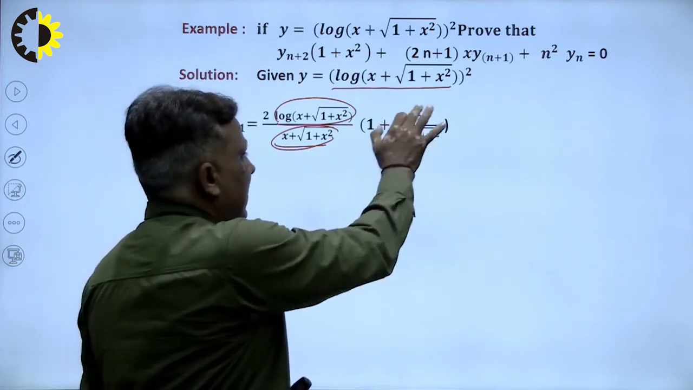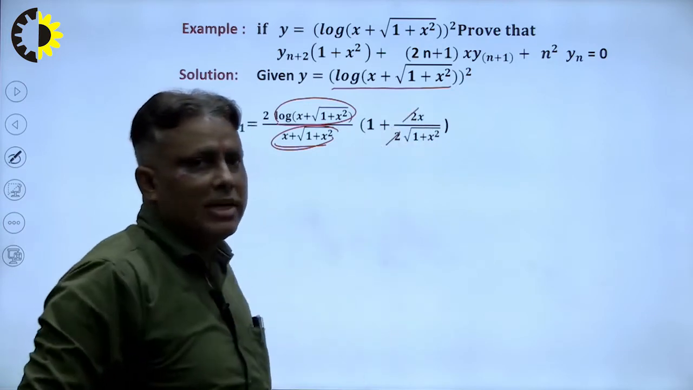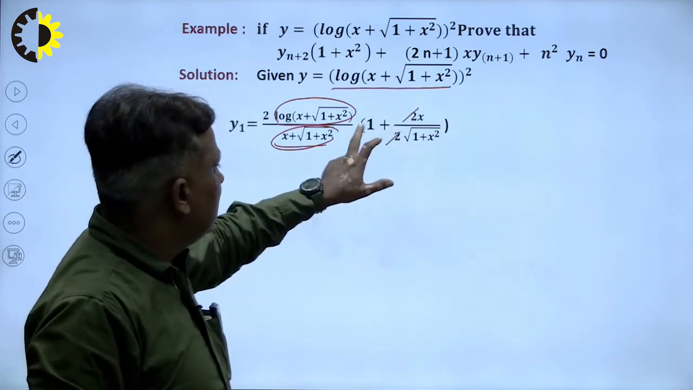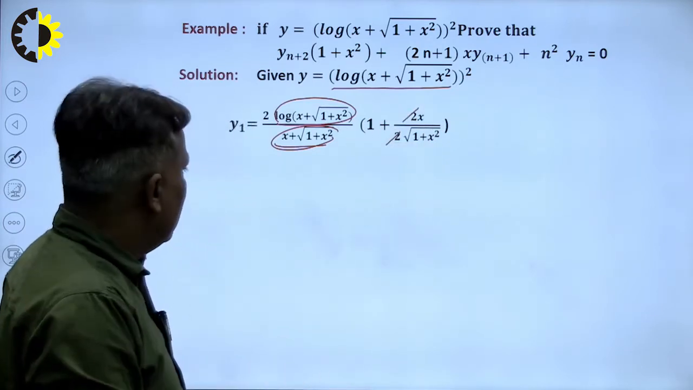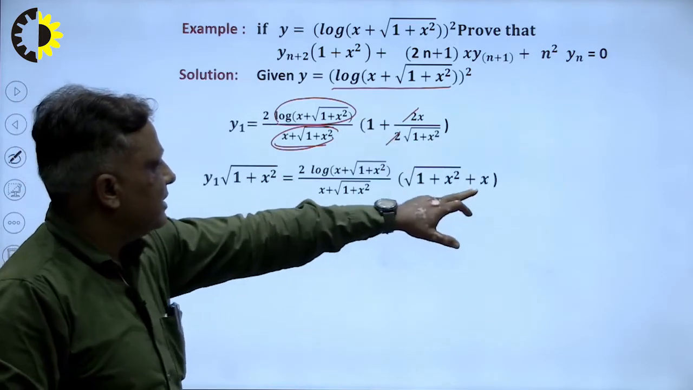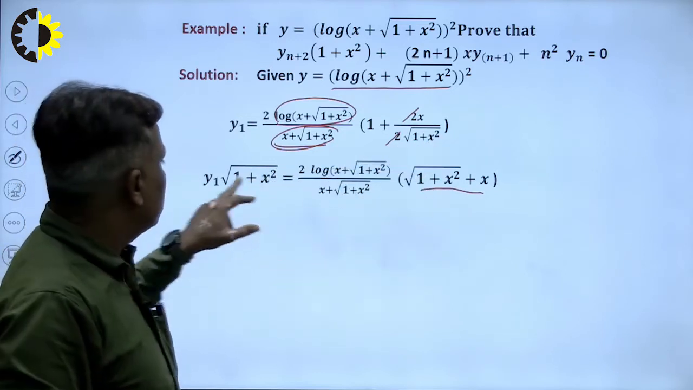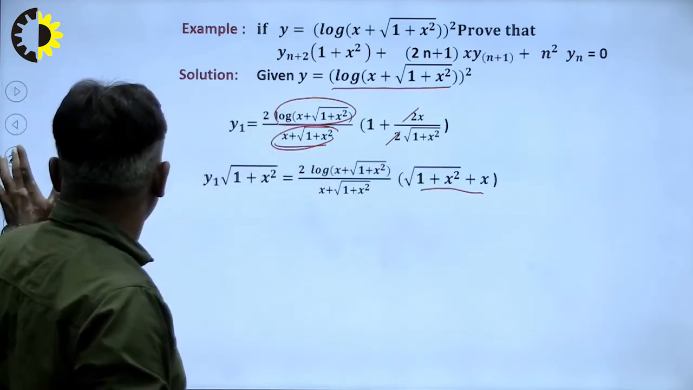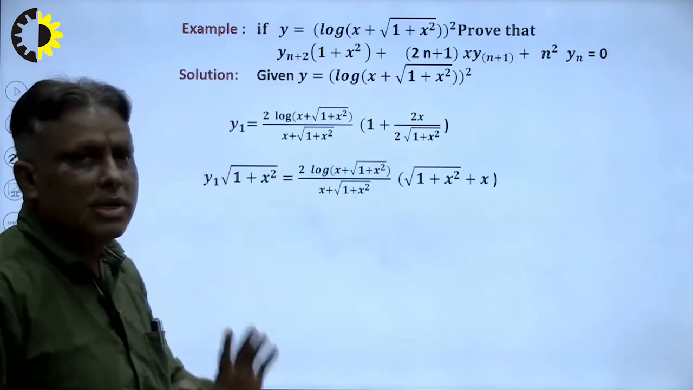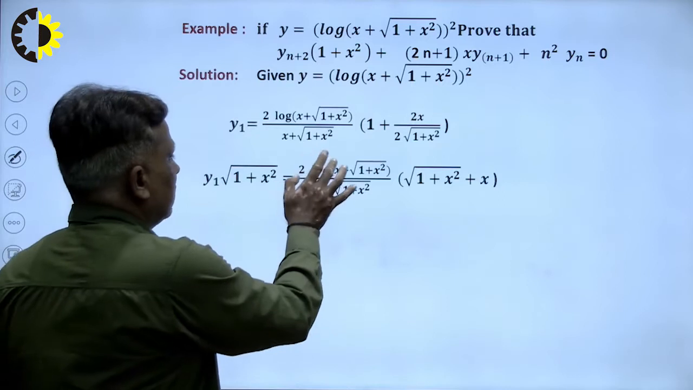So 2x upon 2, right, 1 plus x square, so 2 will be cancelled out here, and this goes to this side. What will be the result here? The result will be plus x upon under root 1 plus x square, this goes to this side, and the remaining terms are the same. Students, keep in mind when we solve the problem, in this way we got this result.